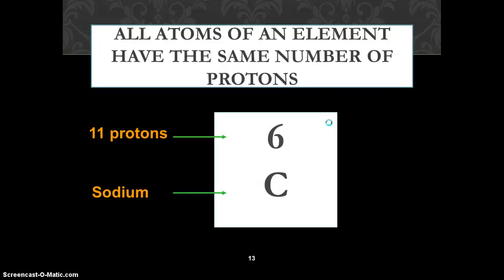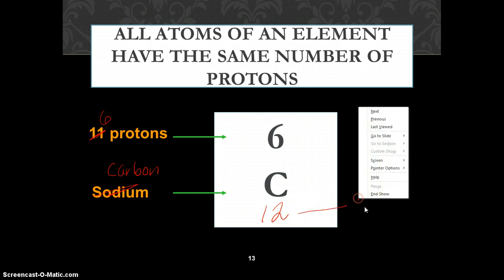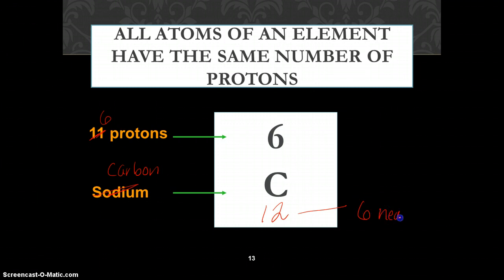All atoms of an element have the same number of protons, and protons are what determine the characteristics of that atom. For example, carbon has 6 protons, and this is a carbon atom, right? If it has an atomic mass of 12, that tells you it has 6 neutrons. If you remember how we figured that out, you take the atomic mass, subtract the atomic number, and that gives you 6 neutrons.